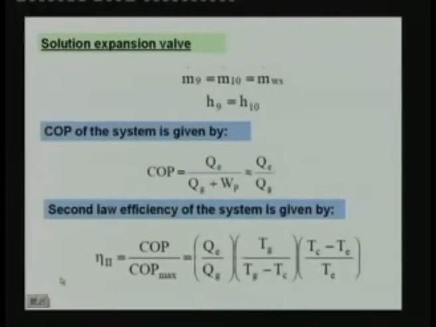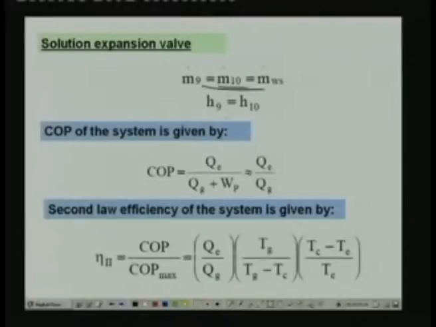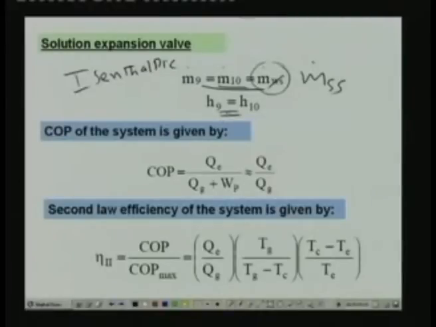Now finally, you have to write the mass and energy balance for the solution expansion valve. Whatever mass is entering is leaving, and this is m dot strong solution. We are assuming that this process is isenthalpic, so the enthalpy remains constant. There is no work transfer here, and kinetic energy changes are negligible.